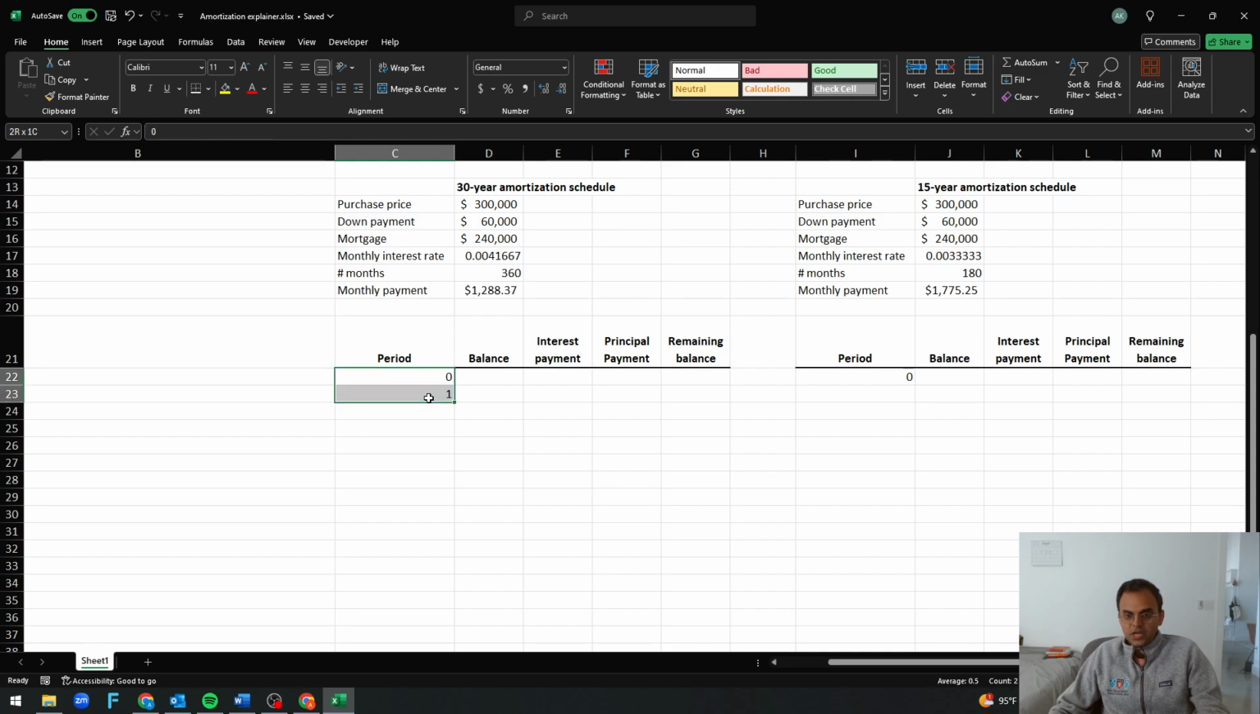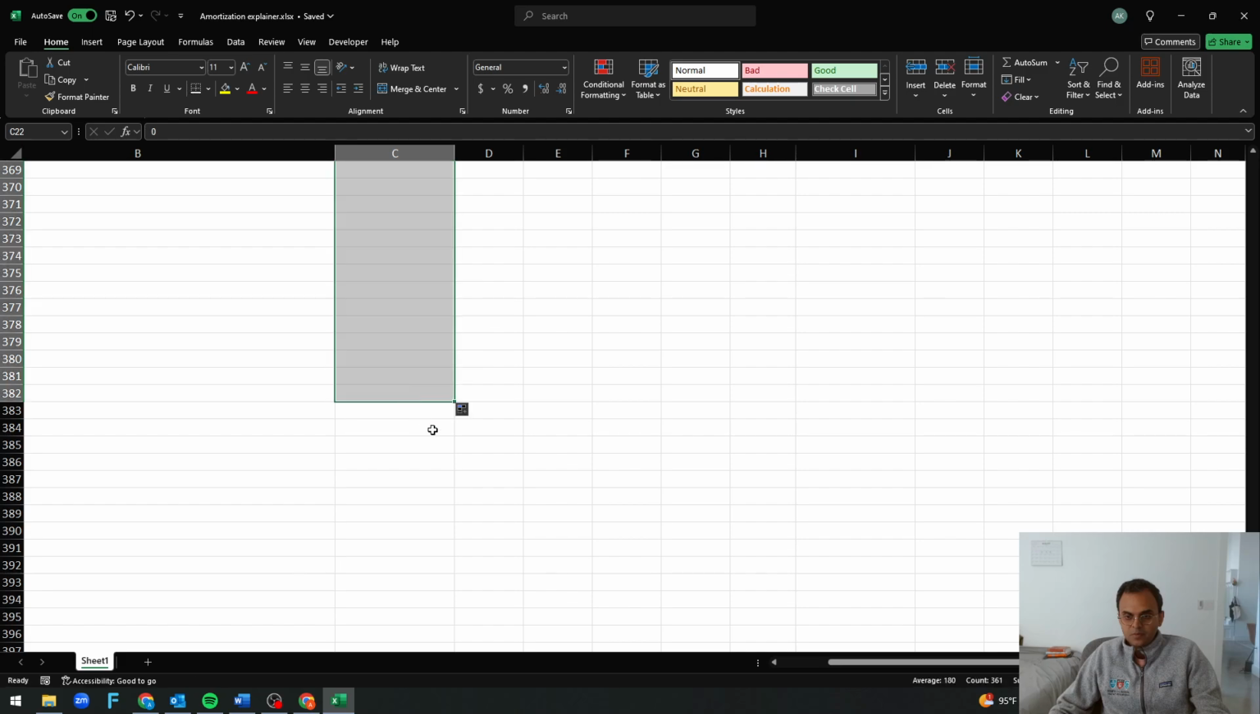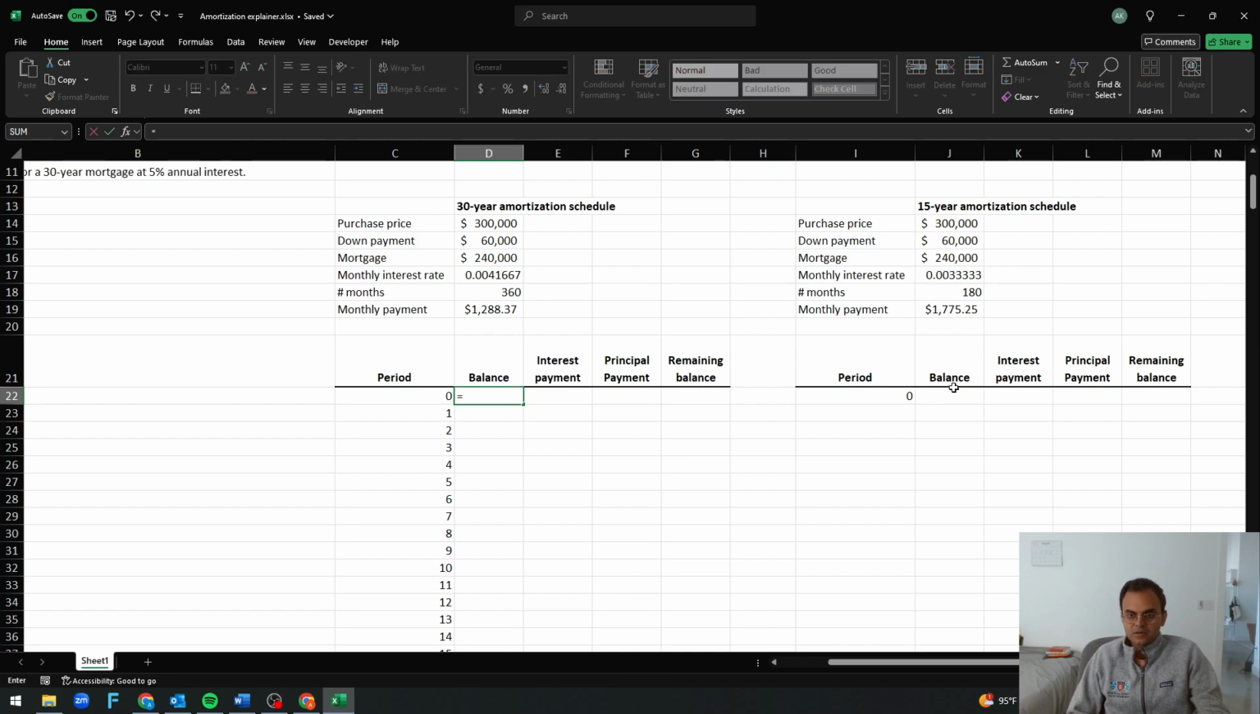So for a 30-year mortgage, we are going to have 360 periods, 360 months that this thing goes. The balance at the beginning of period 1 is 240,000.